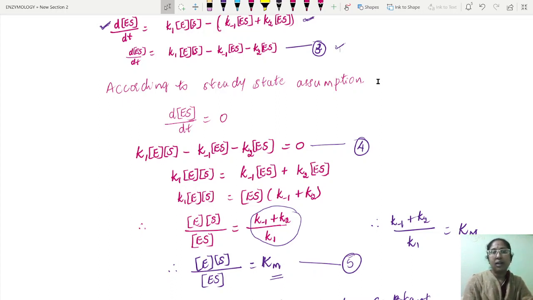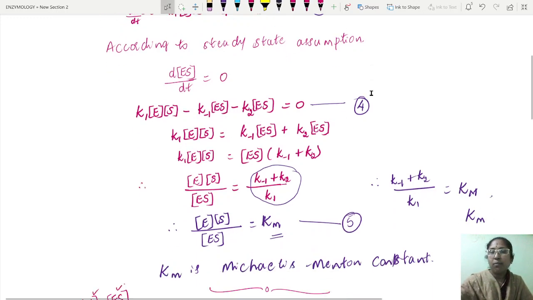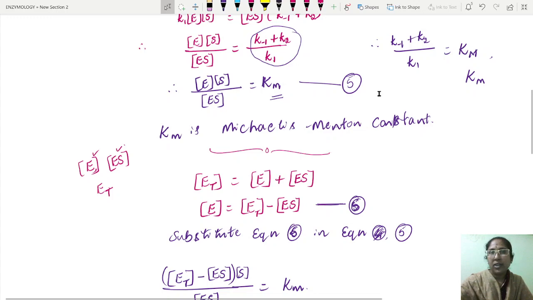According to the steady state assumption, at any given time, the concentration of ES will be constant. It means the rate of formation of ES is equal to the rate of its breakdown. Therefore, d of ES by dt is always equal to 0. So equation 3 is equal to 0, and if we simplify it, we are going to have equation 5.